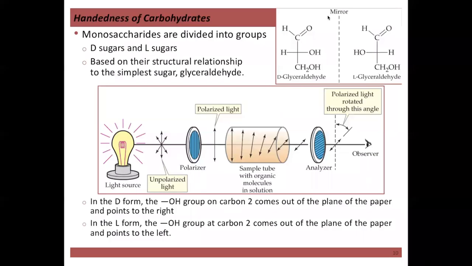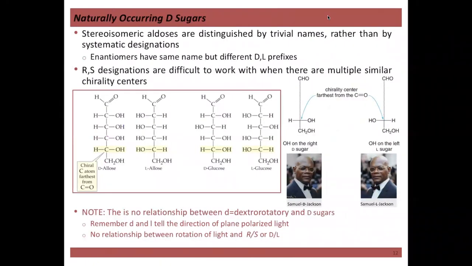Okay, we're talking about how they classify D and L sugars based on how they rotate plane polarized light. And then eventually that moved into a more general classification. Again, D-glyceraldehyde does rotate light to the right and L-glyceraldehyde to the left, but that's not true for all sugars.